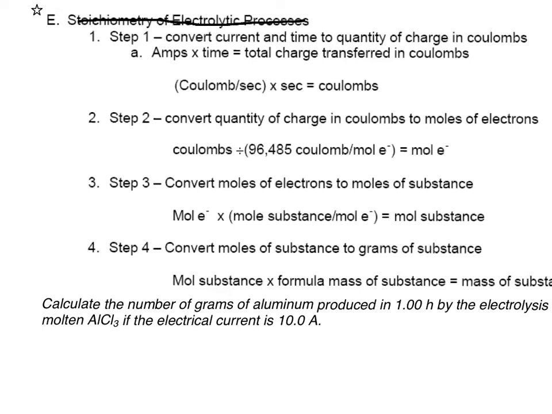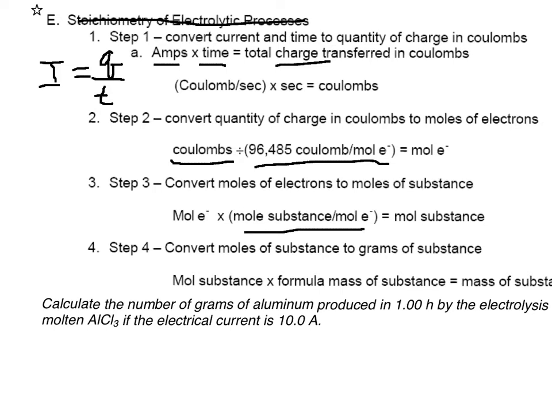And if it gives you current and it gives you time, you can use that to find charge because current is equal to charge divided by time. I is current, Q is charge, and T is time. And so if you multiply the current, which is measured in amps, by the time, you're going to get the total charge. Once you have the charge, you can change the charge into moles of electrons by using Faraday's constant. Once you have moles of electrons, you can change from moles of electrons to moles of the substance by using a mole-to-mole ratio. And then you can go moles to grams by using the molar mass.